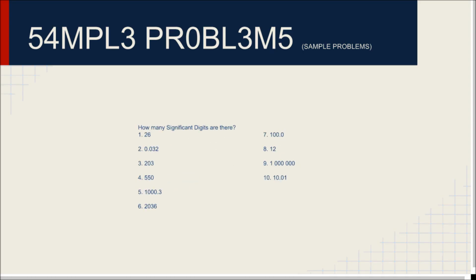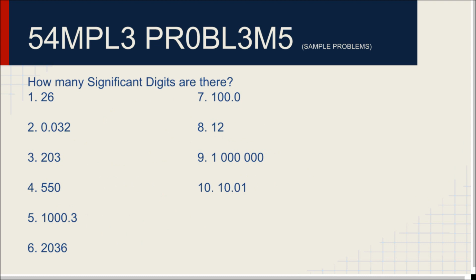So, sample problems. How many significant digits are there? For the first one, there's 2. The second one, there's 2 because the 0.0 doesn't count because it's not between significant digits. And I would ask you to pause so you can do the rest on your own.